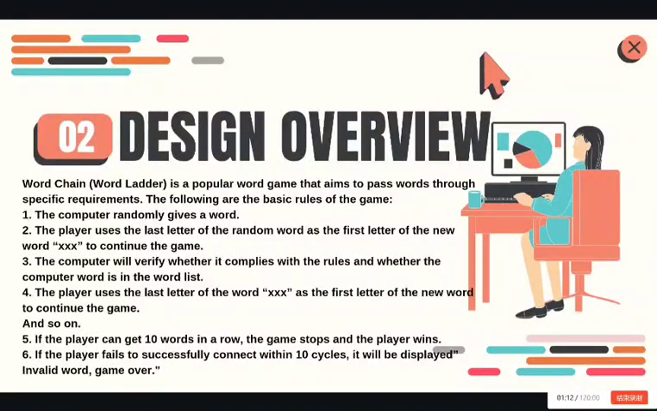And then the computer will examine whether it complies with the rules and whether the word is in the computer's word list. The player will use the last letter of the word as the first letter of the new word, and continue the game up to 10 times. If the player can get 10 words in a row, the game will stop, and it means the player wins. But if the player fails to successfully connect within 10 cycles, it will display invalid word, and game over.